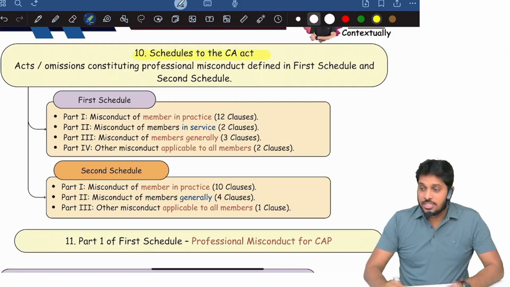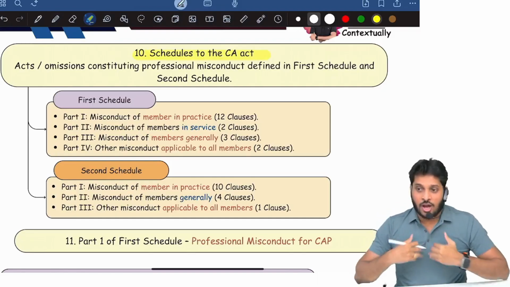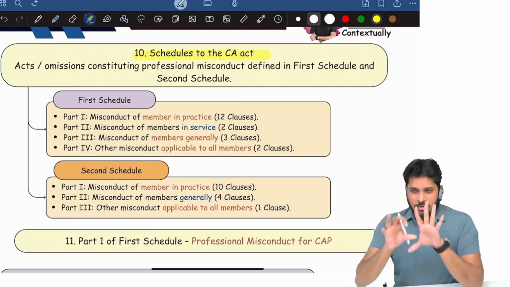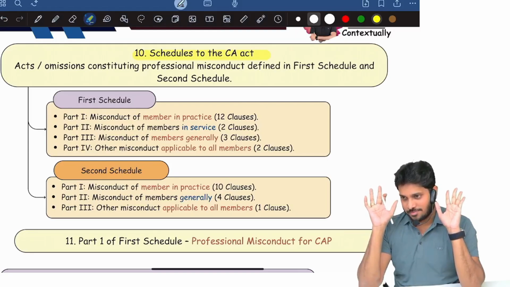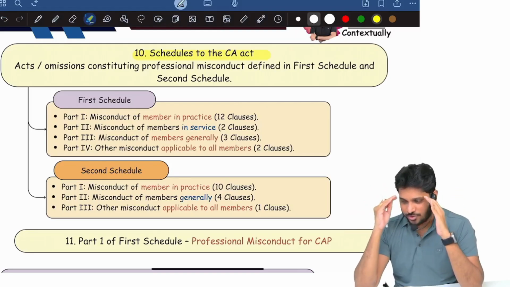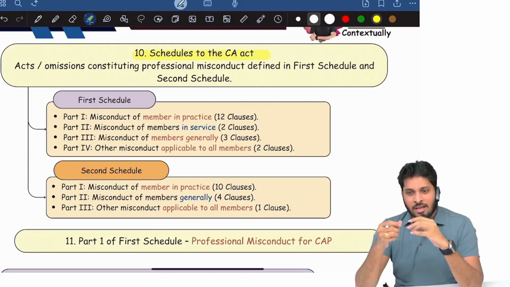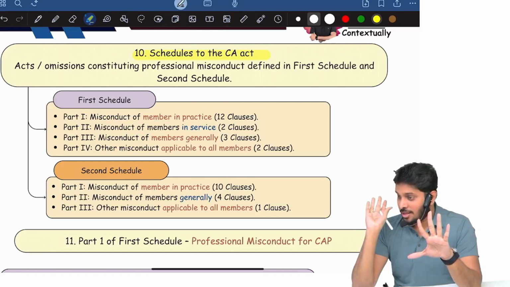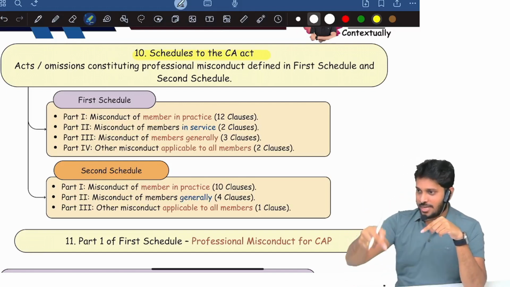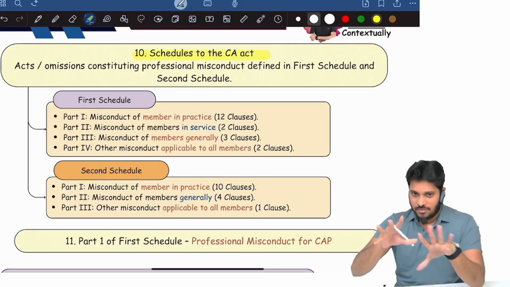Next, now the schedules to the Chartered Accountants Act. Now, an honest disclaimer right now. Moderately I remember the clause numbers. If you ask me which clause number, what schedule, I'm 50% accurate. But after finishing everything, I'll be 100% accurate. So we'll see. We'll do that exercise.